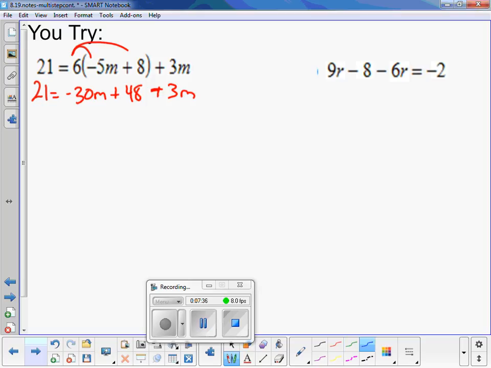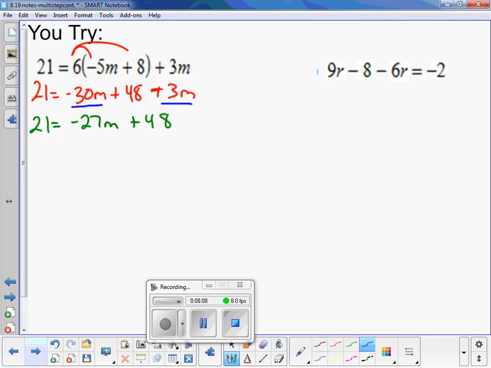Looking at that right-hand side, I have like terms of negative 30m and a positive 3m. So bring down the 21. Negative 30m and a positive 3m, when I combine that, gives me a negative 27m. Then bring down that 48. And now the right-hand side is as simple as it gets. There's no more like terms. So then I need to move everything away from the m. I have negative 27 times the m and 48 being added to the m.